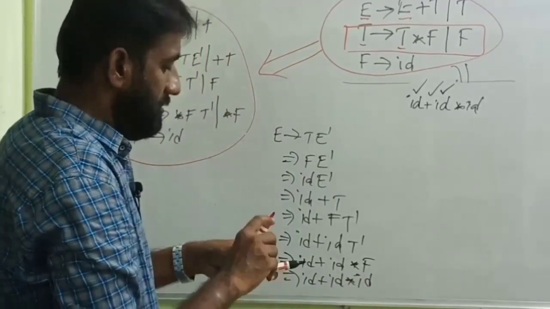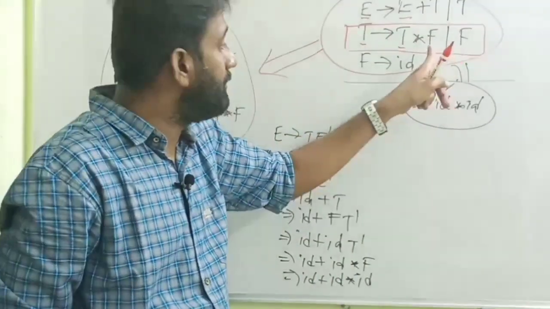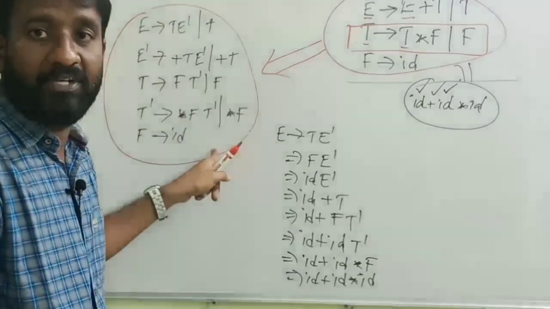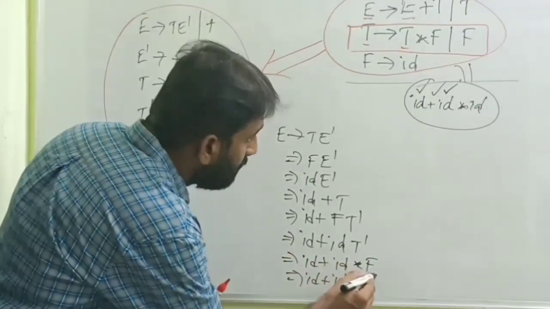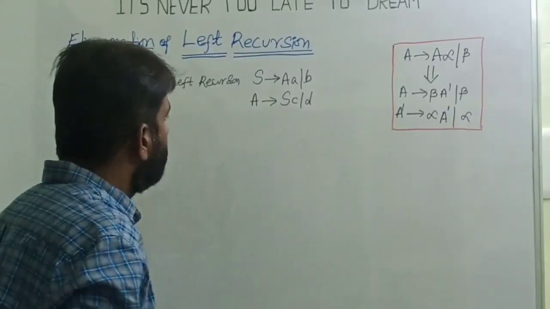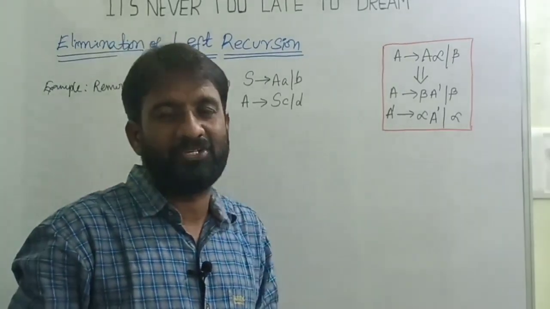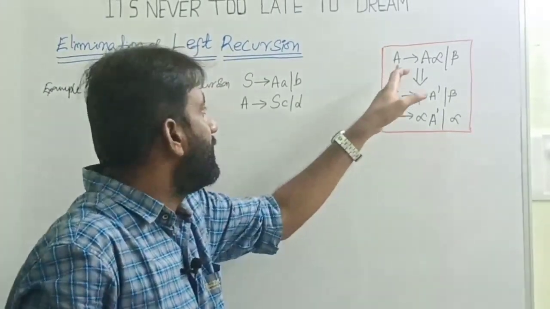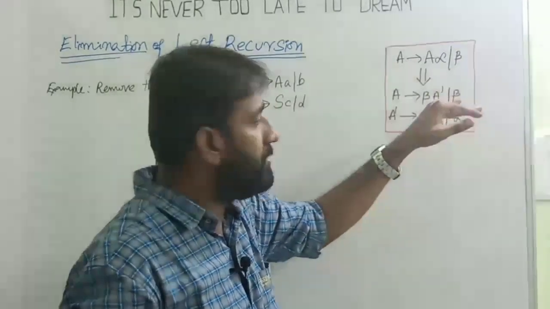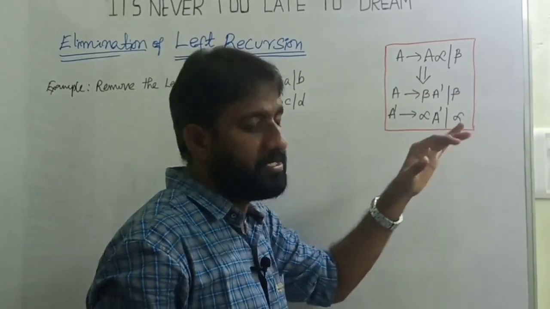See this. So here also id plus id star id is derived, from the grammar without left recursion. The same string is derived, so you can cross check whether your answer is right or wrong like this. Okay, now take another example. Actually the previous example is direct left recursion. We know how to remove direct left recursion. A tends to A alpha slash beta can be converted into A tends to beta A dash, A dash tends to alpha A dash slash epsilon.